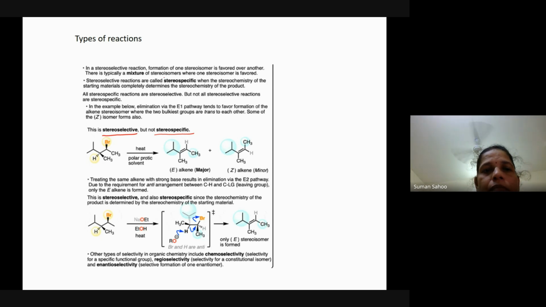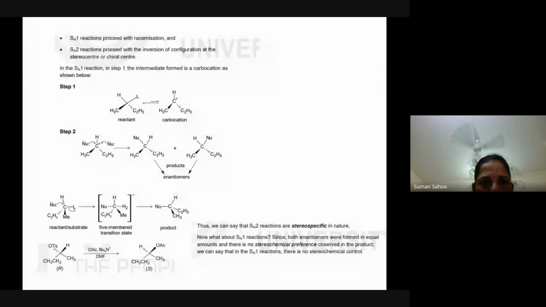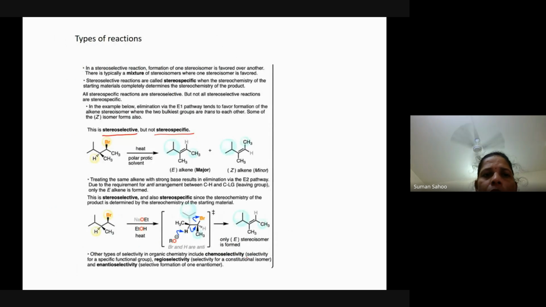So your stereospecific and stereoselective, have I written here or not? Okay, I just forgot to write what is stereoselective or stereospecific. Stereoselective reactions are called stereospecific when the stereochemistry of the starting material completely determines the stereochemistry of the product. Suppose we are taking cis alkene, then it will give this specific product, and when we are taking trans alkene, that is going to give a specific product. We will do the actual examples here.